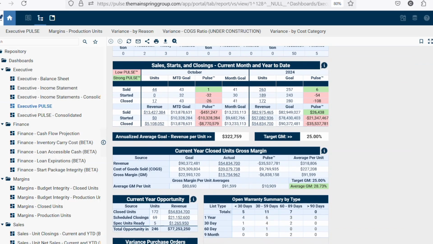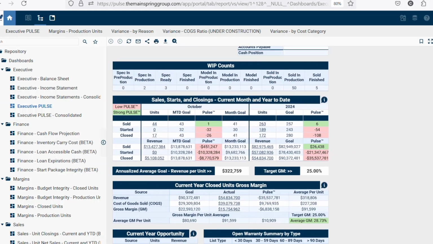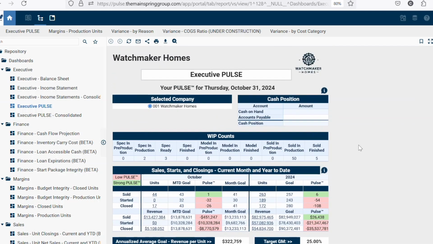There's a handful of metrics that matter the most: gross margin, cash position, open warranty, perhaps, and where we are at with sales, starts, and closings. Those are on a single dashboard that's viewed whenever you enter the dashboard. You can click on it, but we can also send that to you every morning at 5:30. You can get your executive pulse, the newspaper for the day, and with your cup of coffee, read through those key metrics in one place.